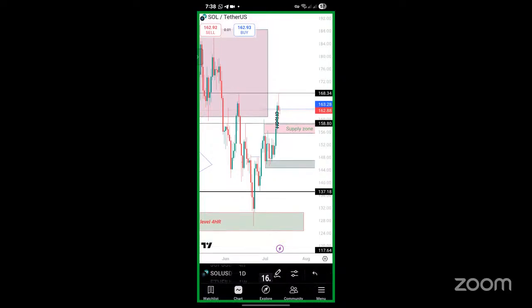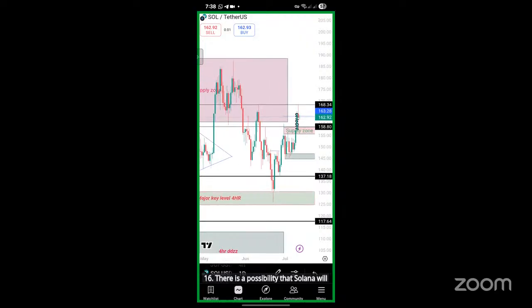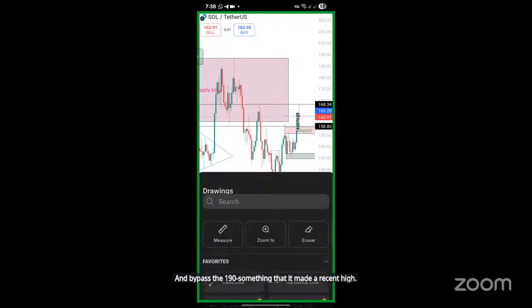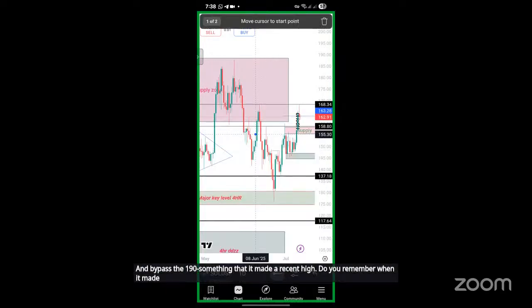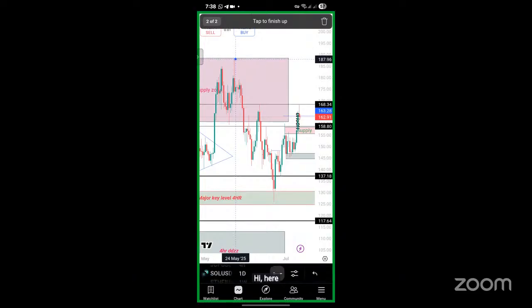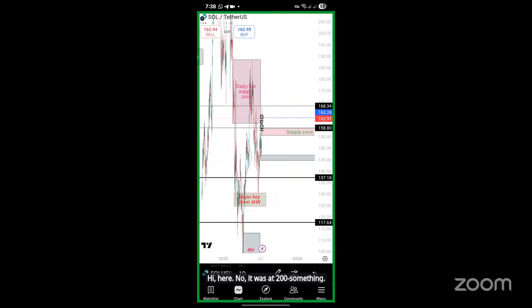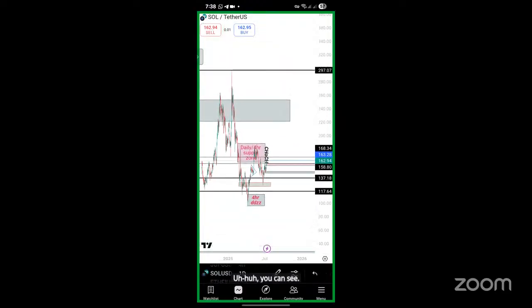There is a possibility that Solana will go up and bypass the 190 something that it made as a recent high. Do you remember when it made the highest high here? No, it was at 200 something. You can see. Now look at Solana.